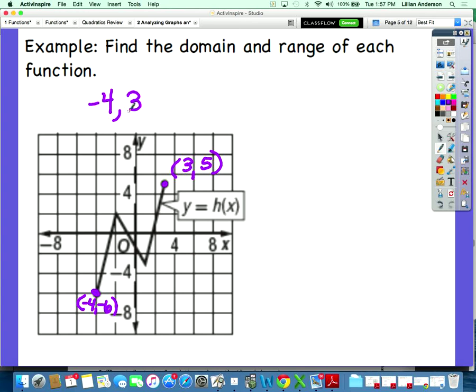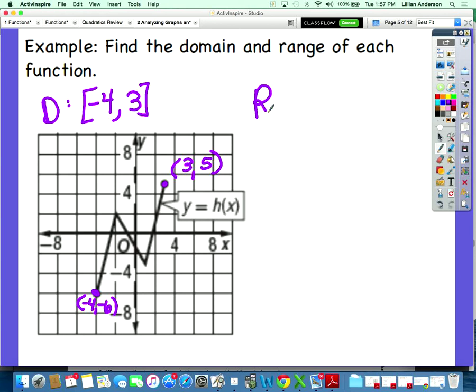Are these points included? Yes, they are, because they're closed circles, aren't they? So I'm going to use the brackets. And there's my domain in interval notation. So where I start, where I end in relationship to your x's. And that's what you want to do. You want to look at your endpoints, because that's where you start and where you finish, and you look at the x values. Why did you use brackets? Because since the points were closed, that means that it was defined at -4 and at 3.